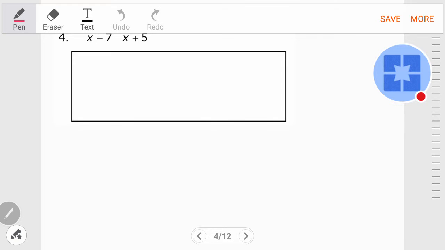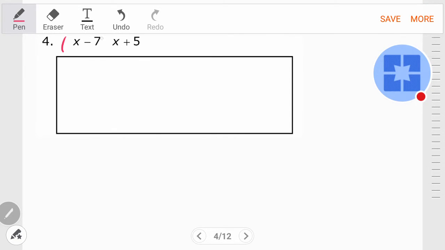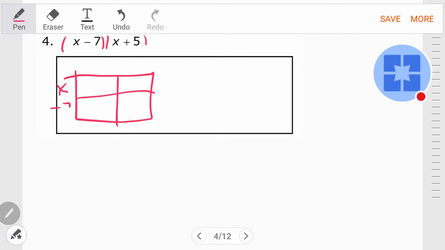Okay, it says find the product. So what that means is we should have parentheses around here. It didn't copy over. But that means the product. We can do that in a variety of ways. We can do the FOIL method or we can do the box method. Let's do the box method. All right, so we've got x minus 7, x plus 5.